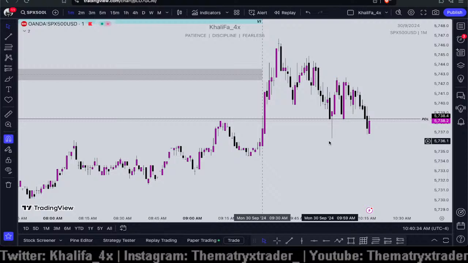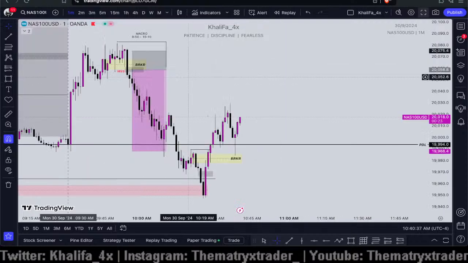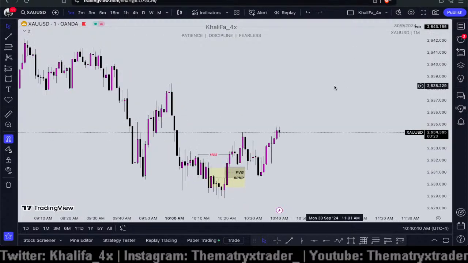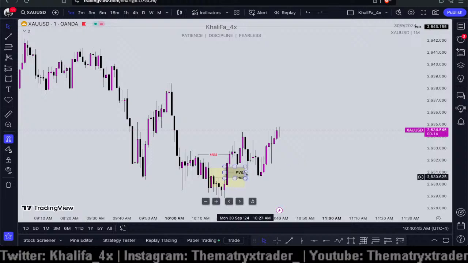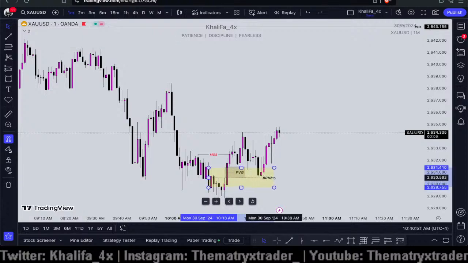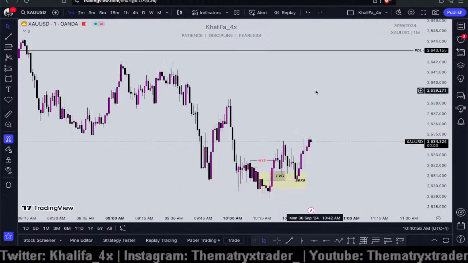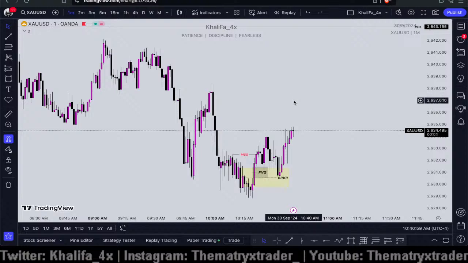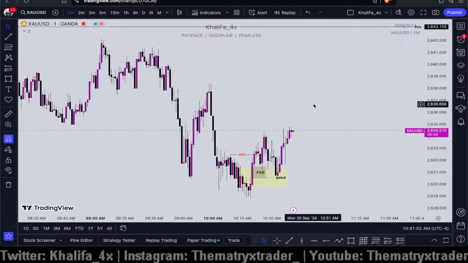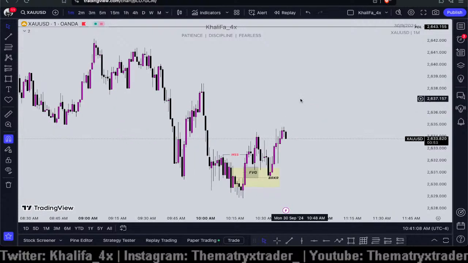But I believe you guys have made profit off of this trade, right? I told you gold will be in some kind of consolidation, and this is what it's doing, like choppy price action.